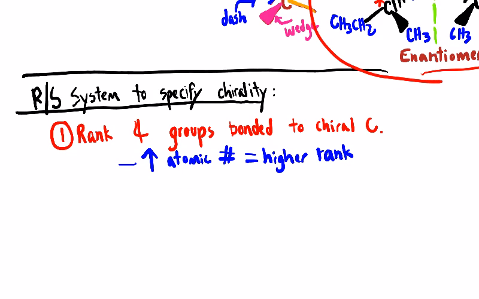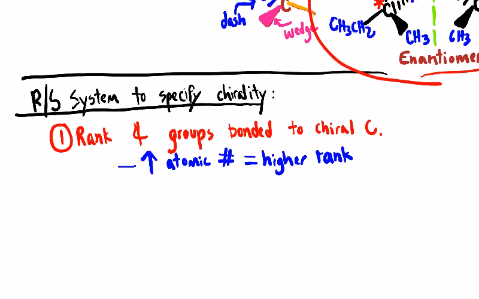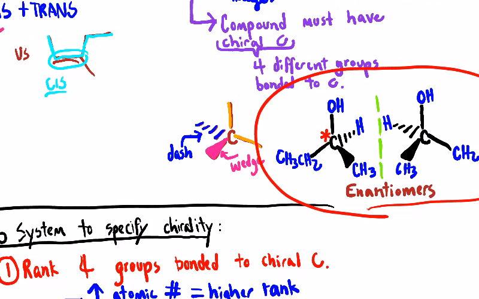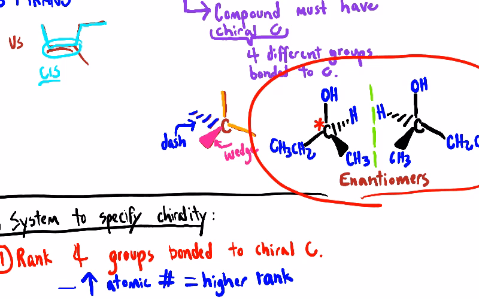So for the molecule up here, what we do to assign the rank based on atomic number is we look at the 4 groups that are bonded to the carbon, and specifically we look at the atom that's directly bonded to the chiral carbon. Our chiral carbon is here in the middle, highlighted in pink. And then we ask ourselves, which 4 atoms are directly bonded to that chiral carbon?